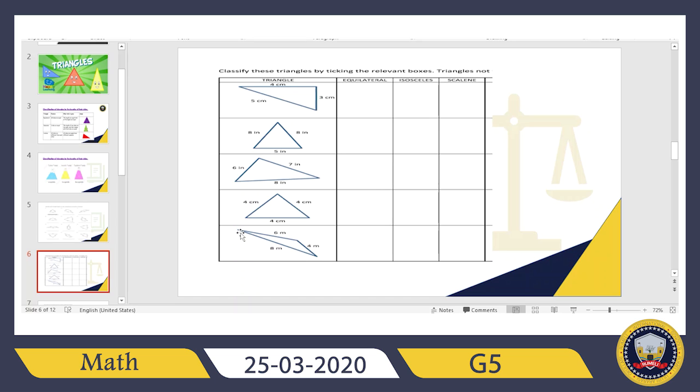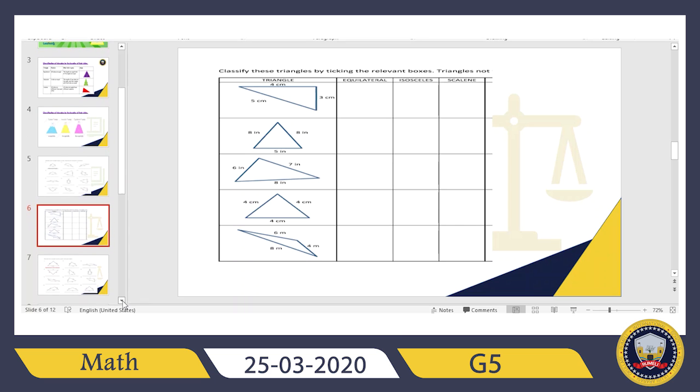The last one: the first side of the triangle is 6 meters, the second side equals 4 meters, and the third side equals 8 meters. All the sides are different in their length. So is it equilateral, isosceles, or scalene? Yes, it is a scalene triangle because all the sides are different in their length. Right. Let's move to another exercise.